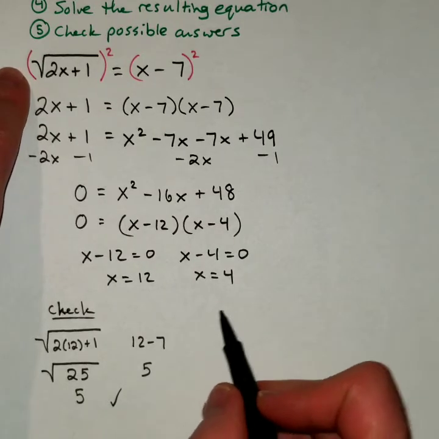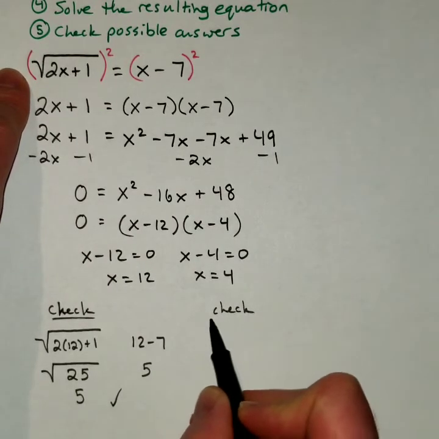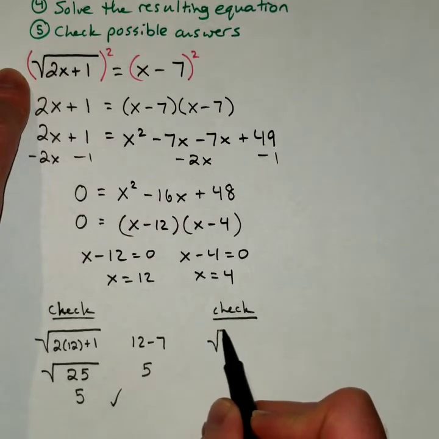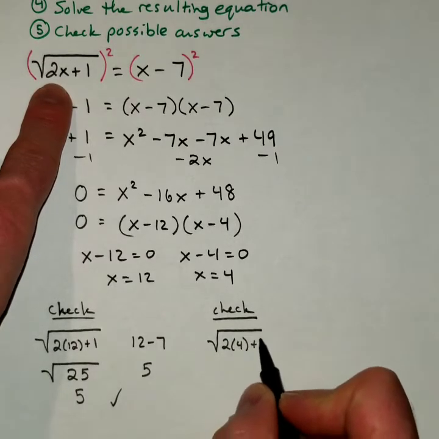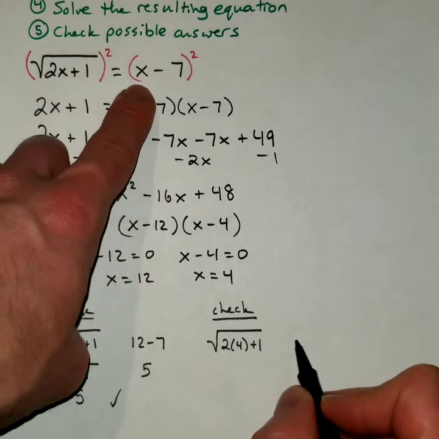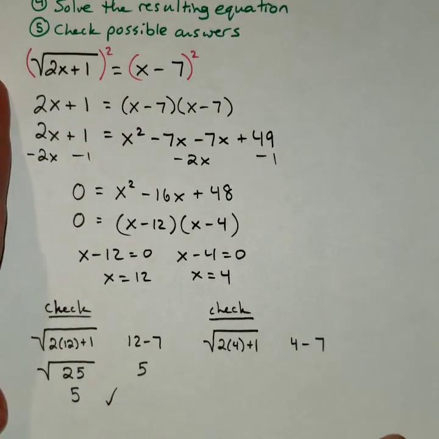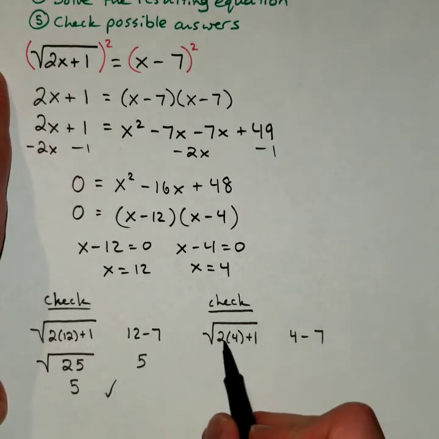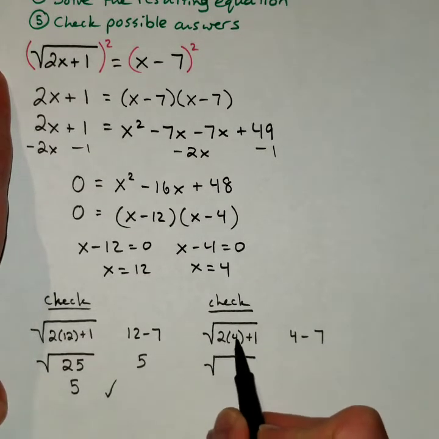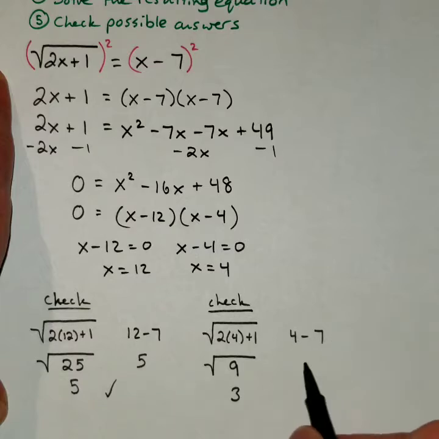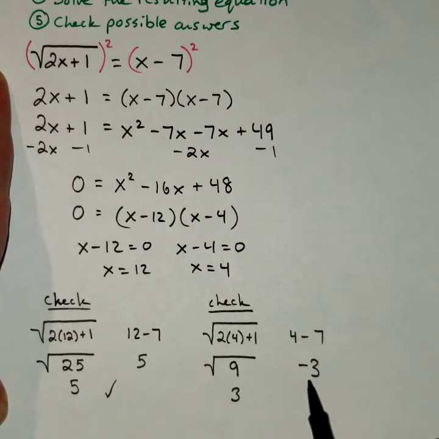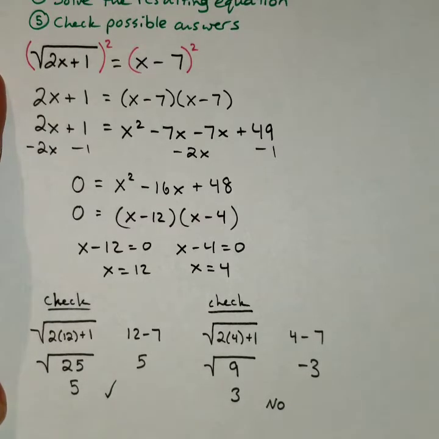If I check the 4, let's plug that in. I get 2 times 4 plus 1. And then I get 4 minus 7. So in this case, under the square root, I get 8 plus 1 is 9. The square root of 9 is 3. On the right side, 4 minus 7 is negative 3. These two things are not the same, and so 4 actually does not check out. I'll just say no.